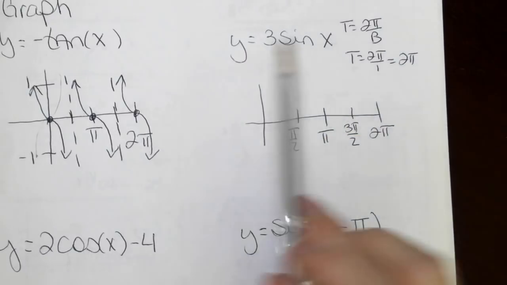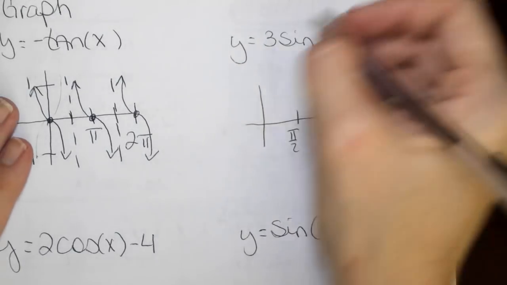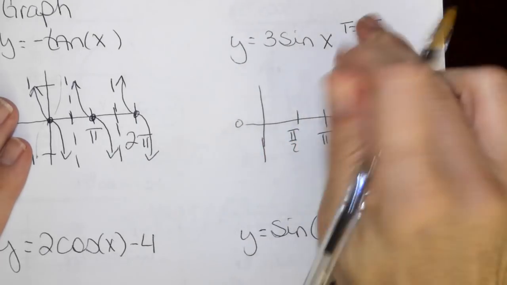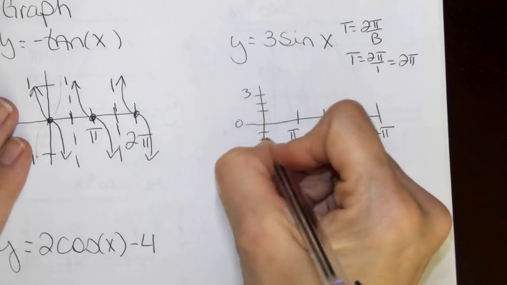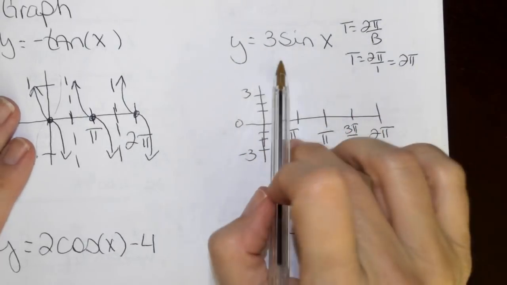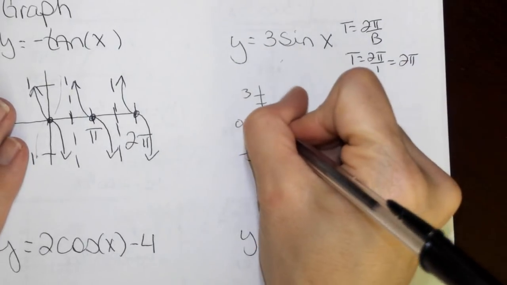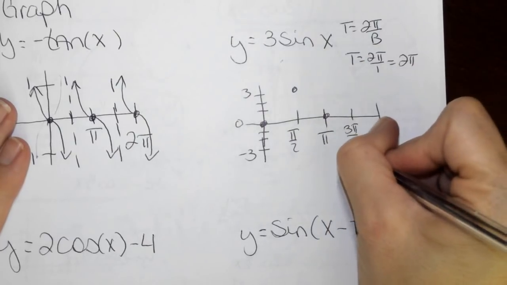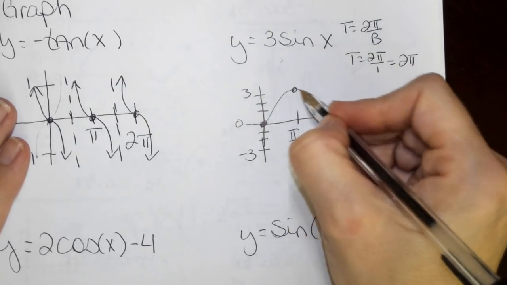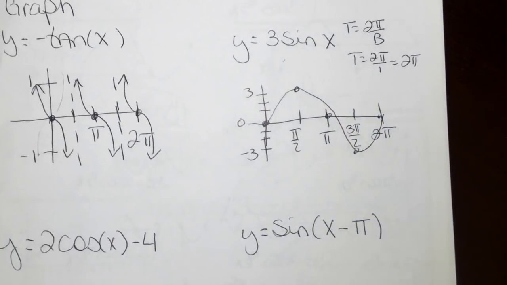And then you need your amplitude. My amplitude is 3. So from my axis of wave, which happens to be 0, I'm going to go up 3 and down 3. It's a positive sine curve, so it starts on the axis of wave and goes up, back to the axis, down to the minimum, and then back. And there's your 3 sine x.